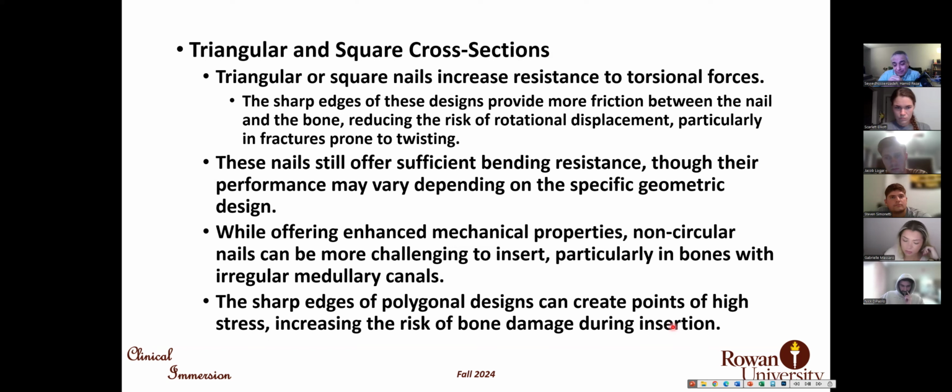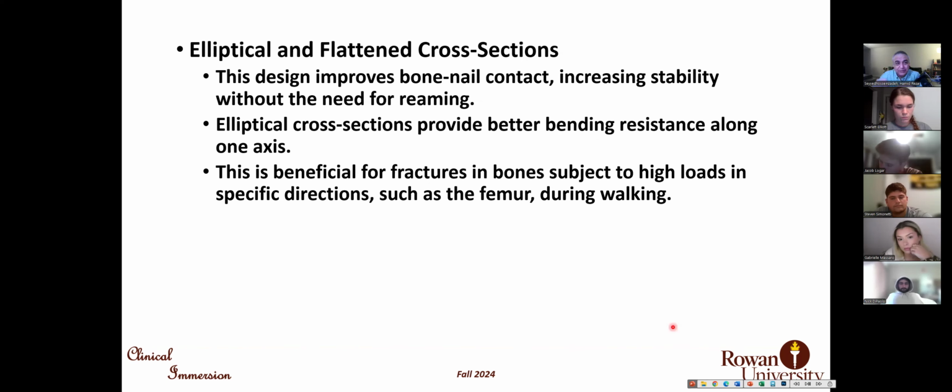But they have something good. When they are wedged inside the bone, they offer good torsional stiffness because they hold the bone and they don't allow the bone to rotate around them. But when the cross section is circular, the bone can rotate around the circular nail and the torsional stiffness is not as much as with the square or triangular one.